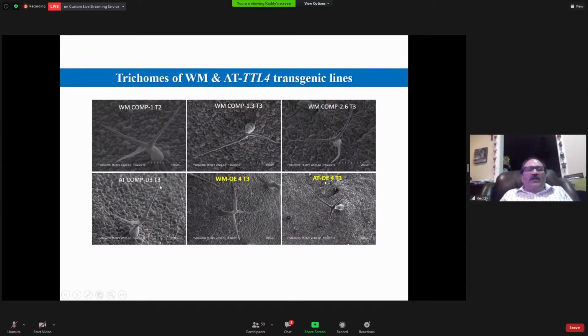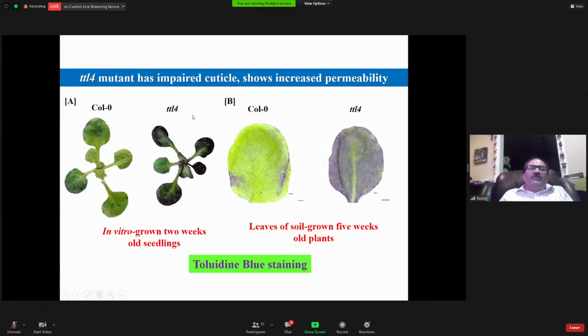And this is the Arabidopsis gene. And then the mutant is rescued. And these are the overexpressed lines. Watermelon gene overexpressed in Arabidopsis, Arabidopsis gene overexpressed in Arabidopsis. So further now we can see what this mutant that we generated, the TTL4, will do.